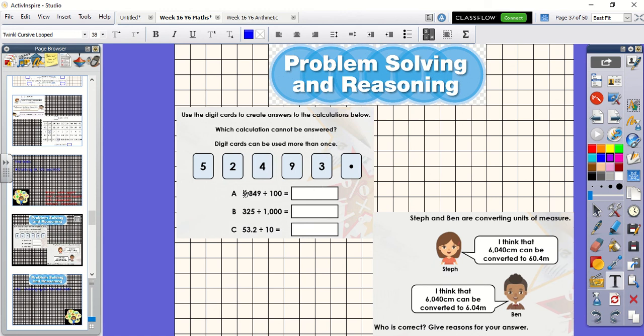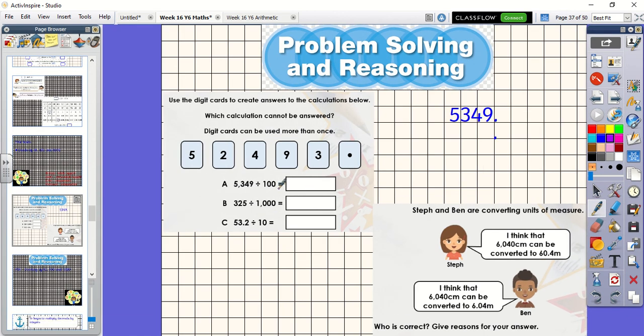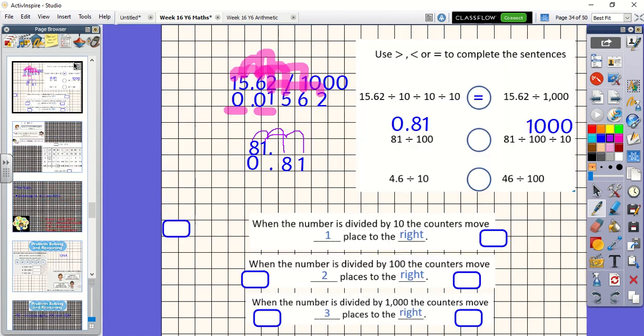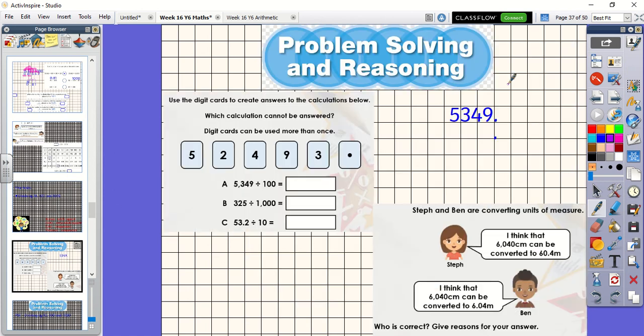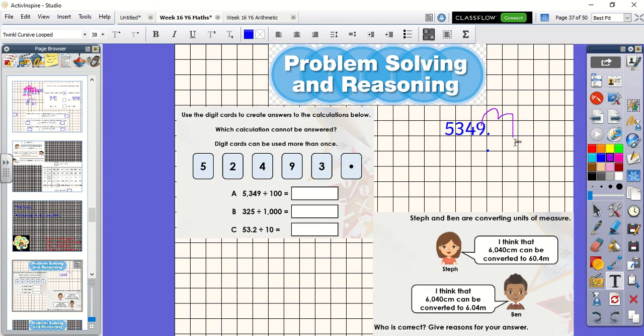So let's do the first one together then. 5,349 divided by 100. So 5,349. Again, because I haven't got any decimal point, don't forget that decimal point is there after that ones column. And before I do any working out, I'm putting my decimal point back where it should be. Okay, now we're dividing by 100, so let's just go back and just see. We need to move the number 2 places to the right. So start off with my 9, 1, 2, my 9 is going to go there.